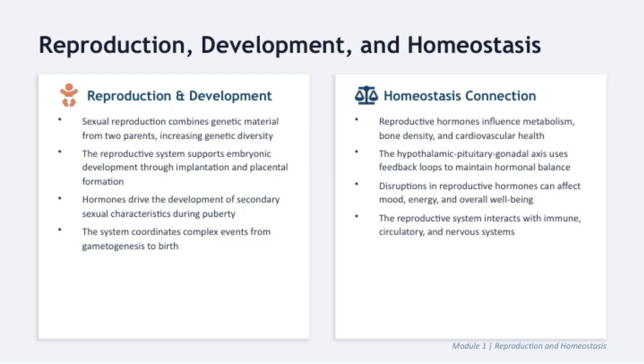This system uses feedback loops to keep hormone levels in balance. Essentially, when hormone levels rise or fall, these loops help adjust production to maintain stability. It's a finely tuned system that keeps everything running smoothly.